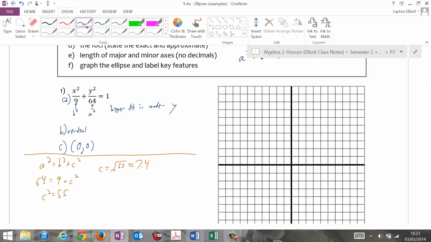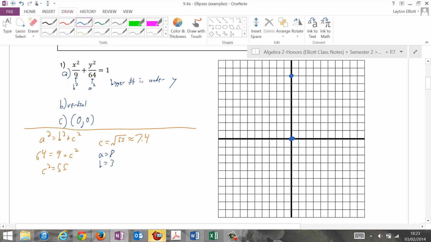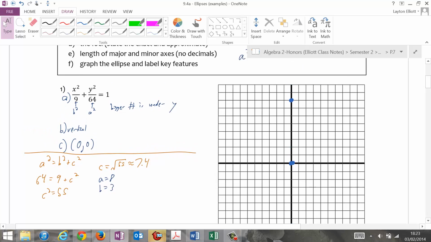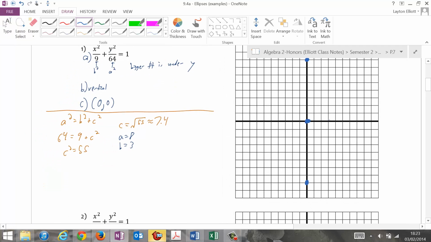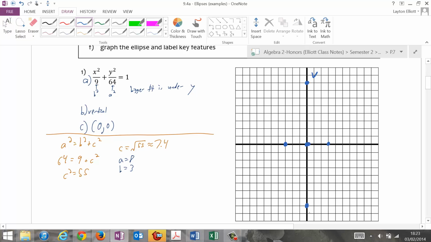Going here on the graph, I'm going to put an ordered pair at 0, 0. And then I know that my A value, and I should list that here, A is equal to 8 and B is equal to 3. Since A is 8 and it's a vertical one, I'm going to go up 8. Not right 8, but up 8 in the vertical direction, following the Y, because the big number was under the Y. Then I'm going to go left 3 and right 3 from the center. And these are my vertices, and these are my co-vertices.